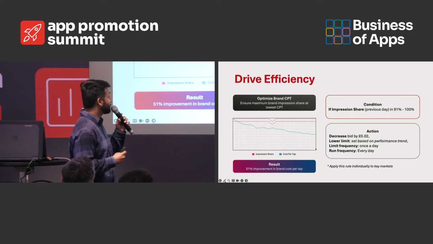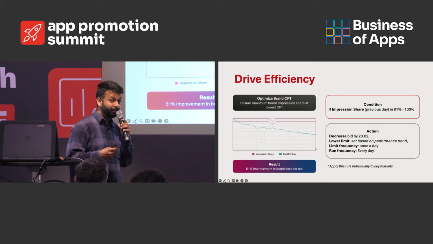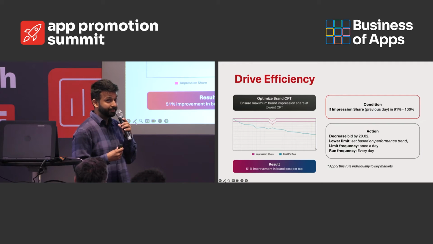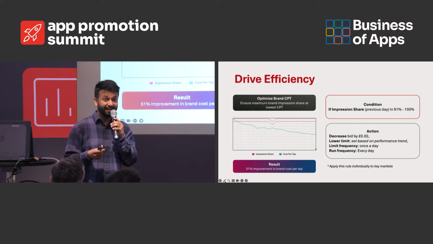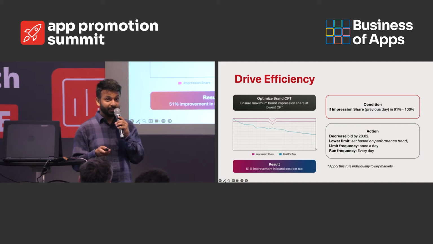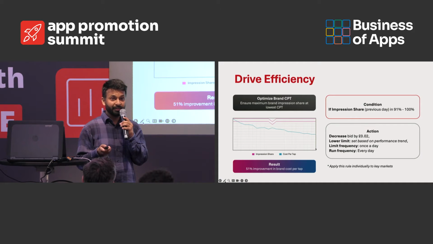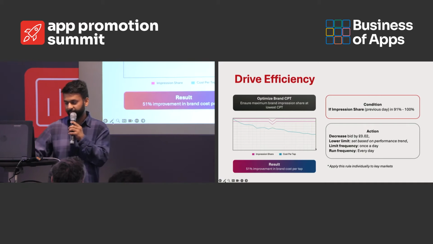After implementing this automation rule, I was able to reduce my cost per tap on brand keywords by 51%. And I'm not talking about a very small market. This is a test that I ran in one of our core markets, and that has helped us reduce lots of spending on brand, which is beneficial for the business because when you're running a brand campaign, you are catering to the traffic that is already searching for your brand. So the incrementality of brand downloads is much lower than non-brand.